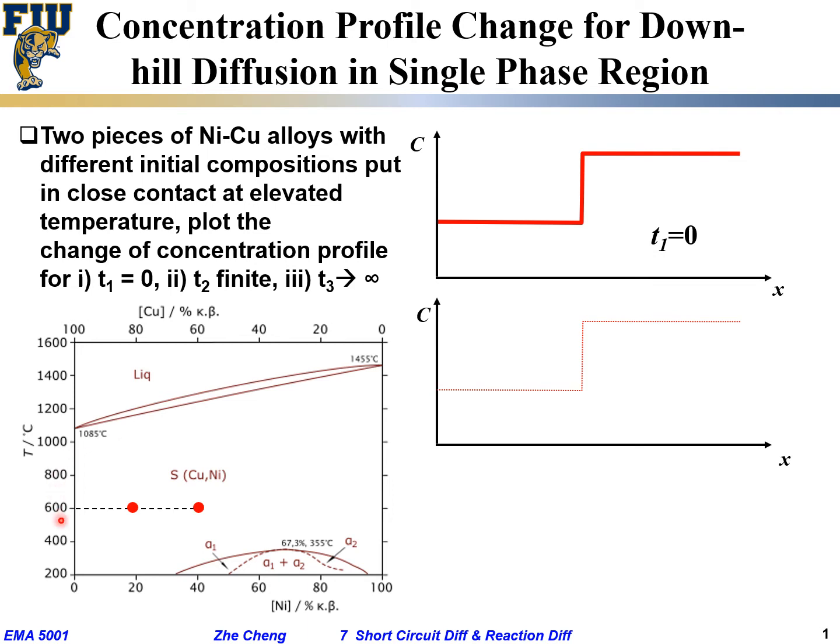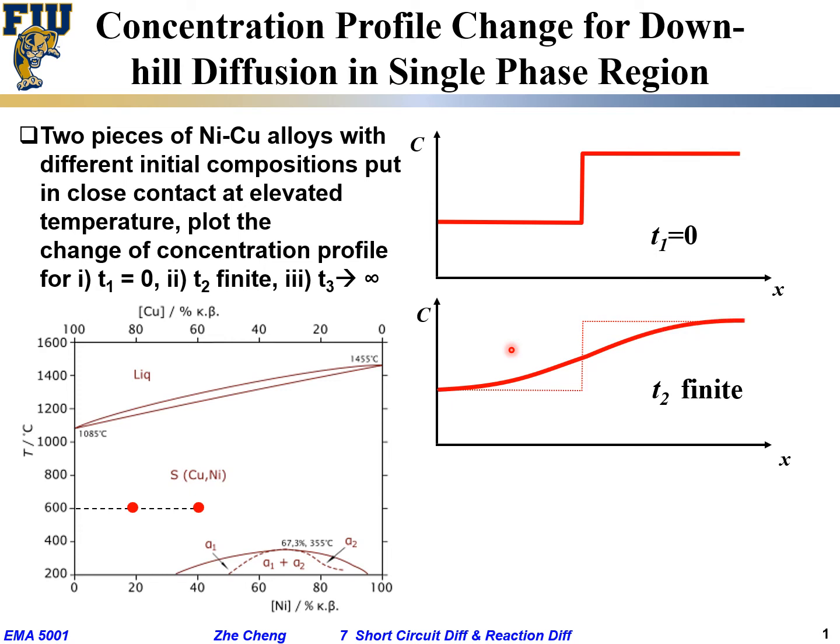remember, I'm in what phase region? Single phase region. Based on what you learned, the phase rule, that's 1 degree of freedom, which means what? The concentration, that intensive parameter, within that single phase can change independently and also continuously. Make sense? So if I'm going to draw, do you see something like this? For a finite time of t2, I'm going to have something like this.